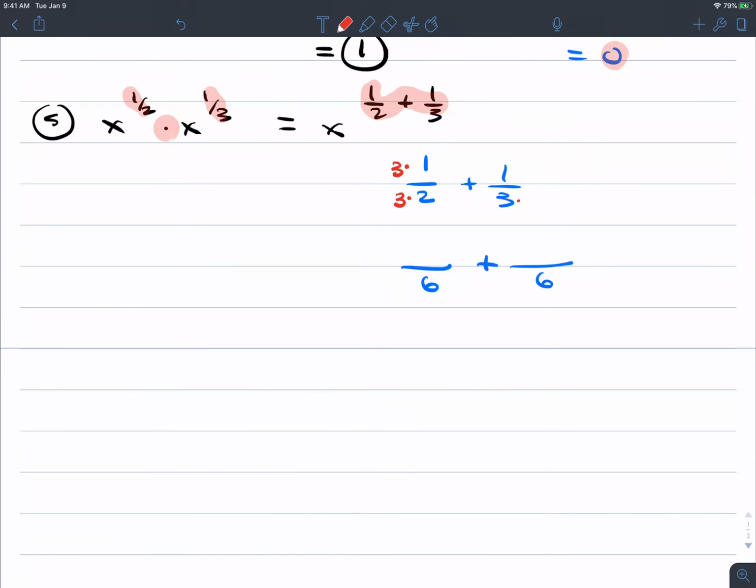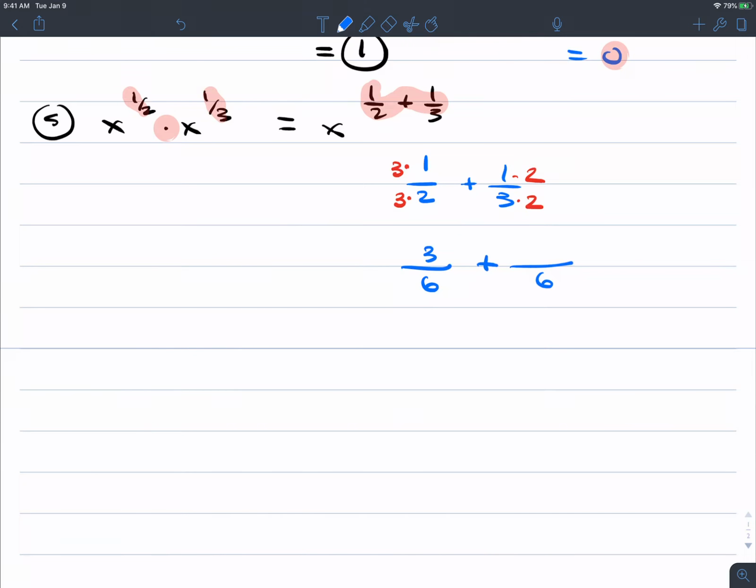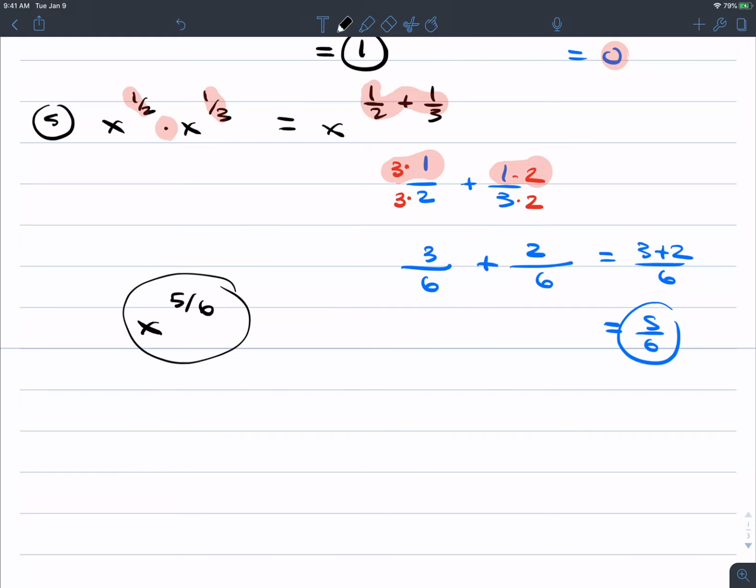And for the next fraction, we know 2 times 3 is 6, and I have to multiply the top as well by 2. So we're going to end up with 3 and 2. Is that right? Yes. And now they're like. And so you end up with 3 plus 2 over 6, better known as really just 5/6. So your answer here is x to the 5/6 power, and we are done.